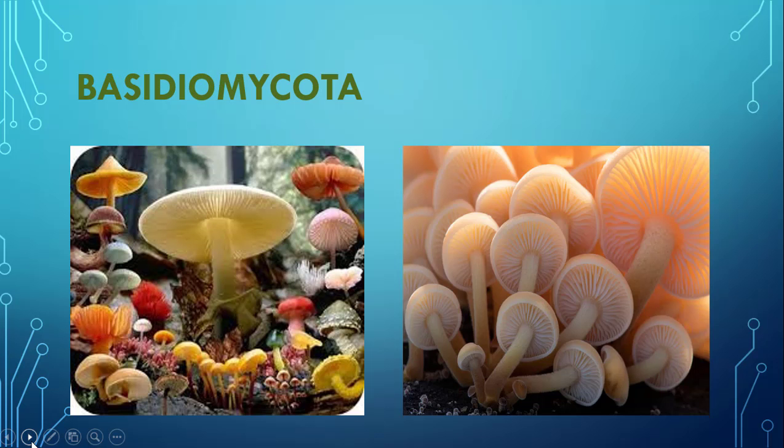The next division is called basidiomycota. The hyphae are divided by septa and spores are produced inside a club-shaped structure called basidium. Example, mushroom fungi, some types of which are used as human food and another type of which is toxic.